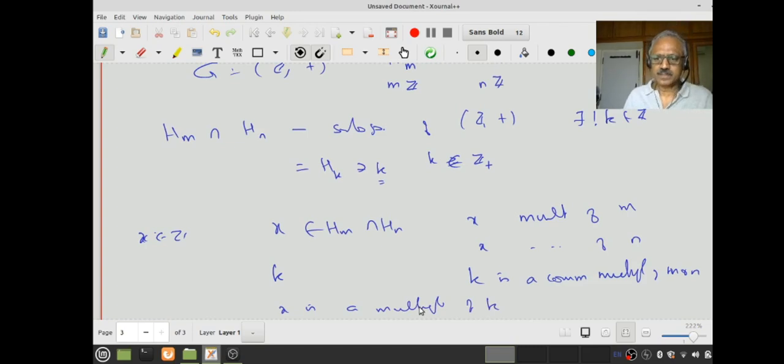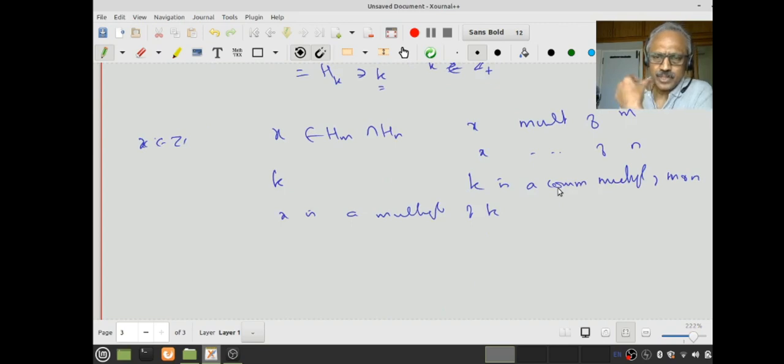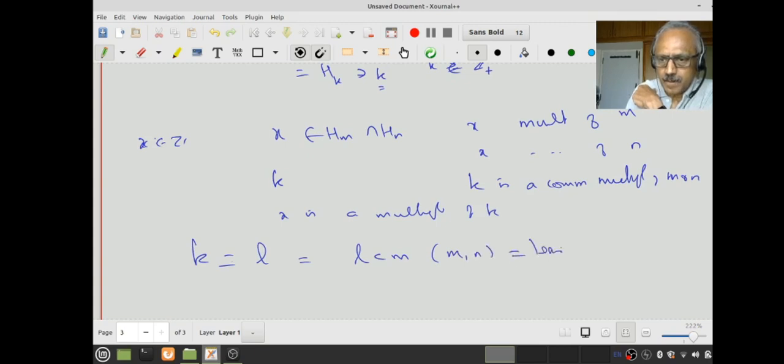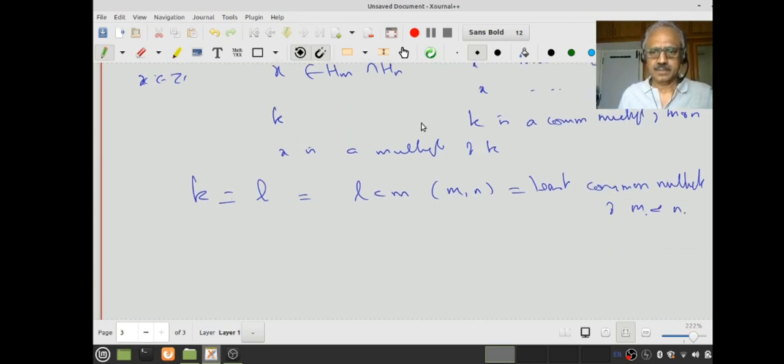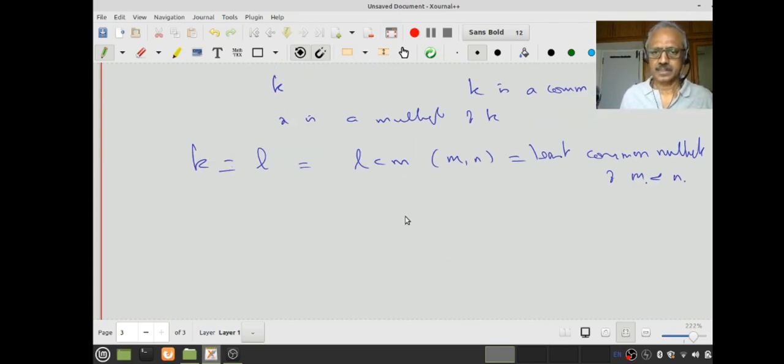Do you understand? But k is already a common multiple of, sorry, m and n. So do you have any guess what k should be? Yes, there is an obvious guess, right? I would expect my k to be L, where L is the least common multiple of m and n. Do you agree with that? This is a guess. We still have not proved it.